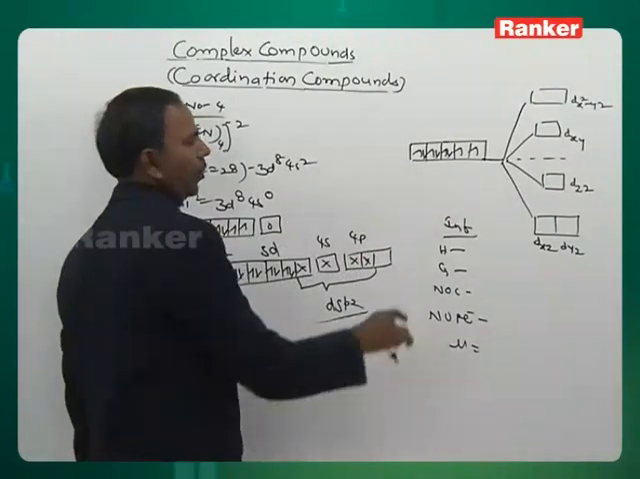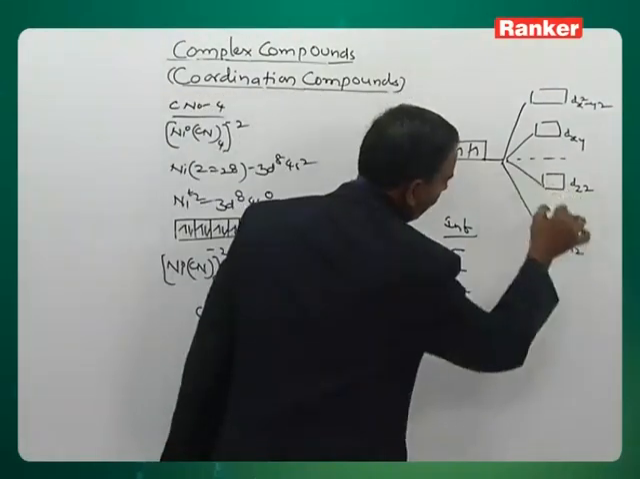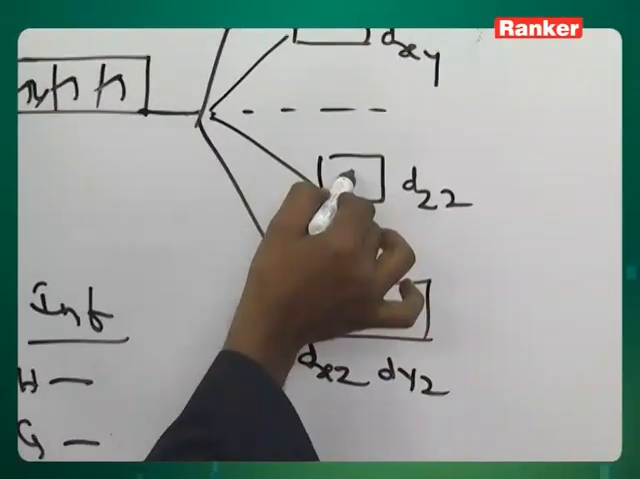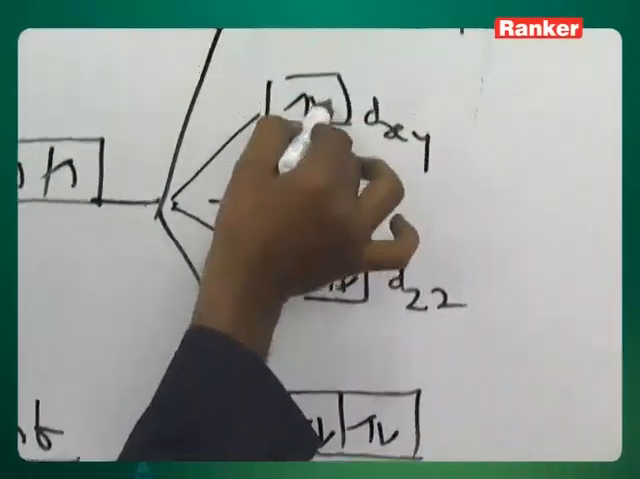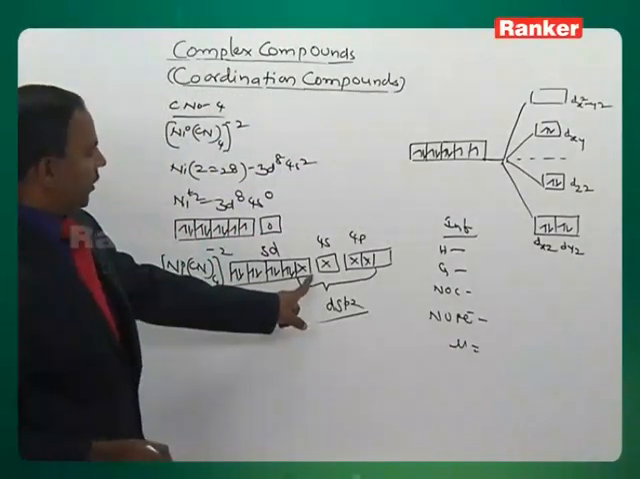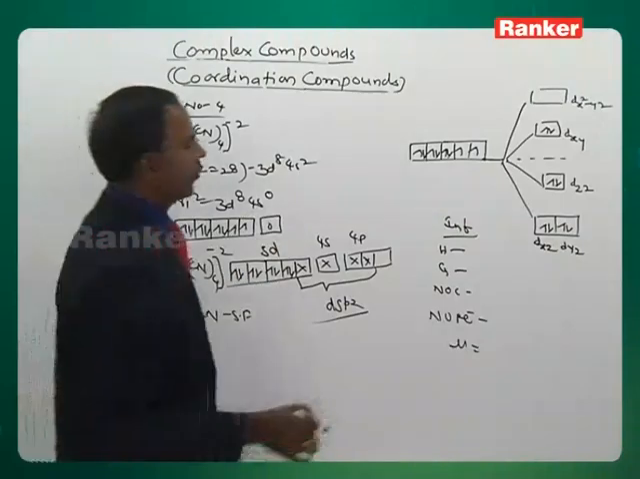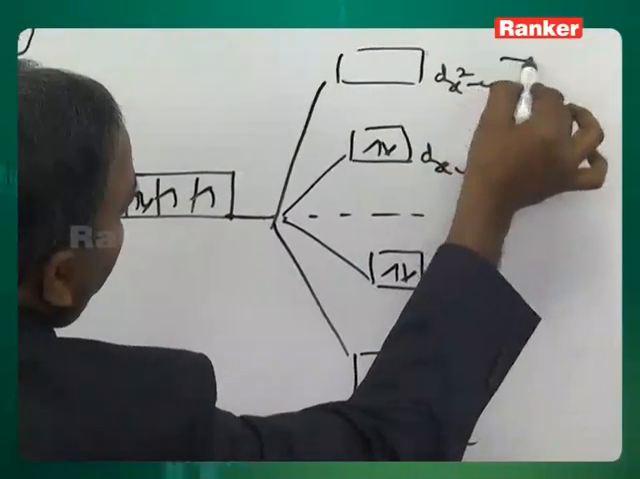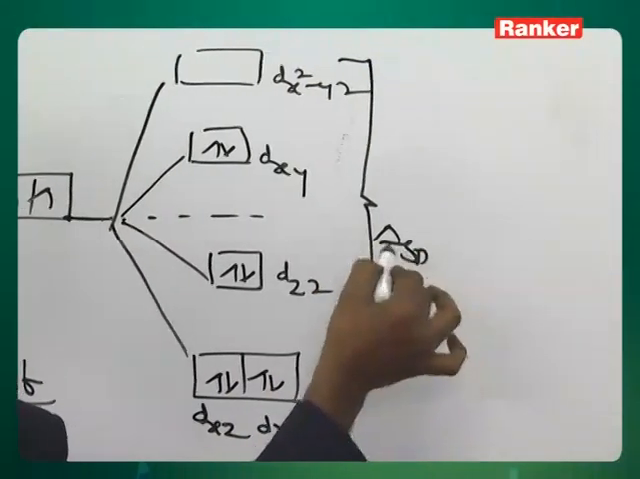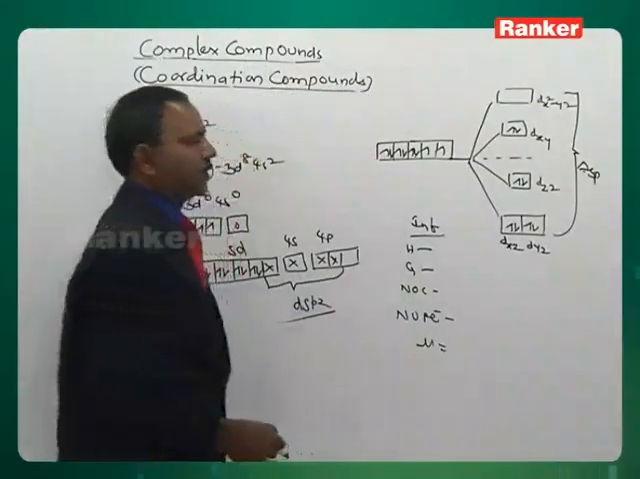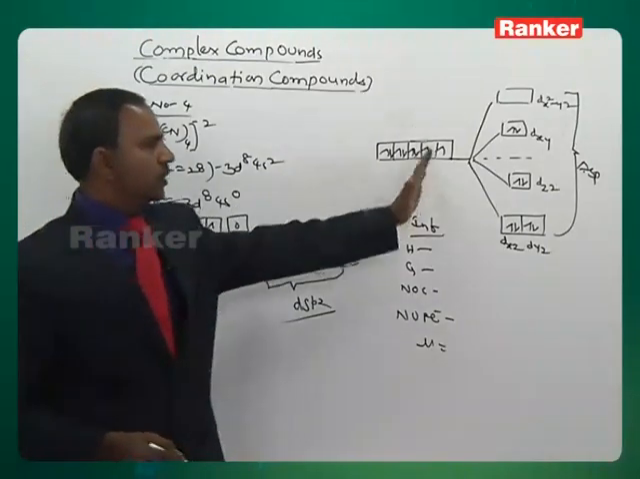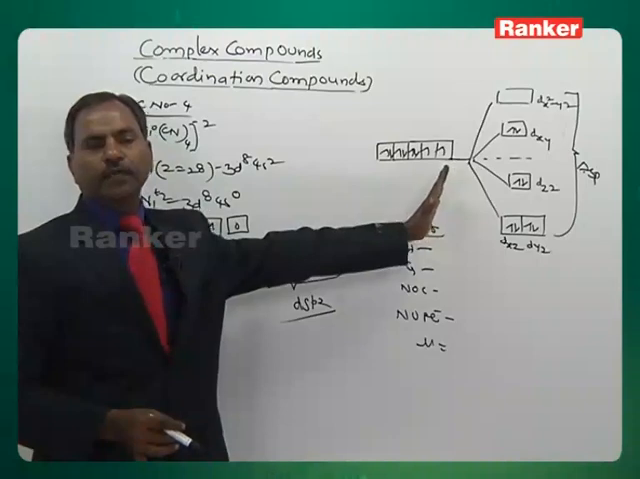Then the 8 electrons we have to pair up, or arrange in these particular orbitals: 1, 2, 3, 4, 5, 6, 7, 8. This orbital is kept vacant. Here the dx square minus y square orbital is involved. Then we represent this by delta sp. Delta stands for energy difference, sp stands for square planar. This is the arrangement of electrons, the splitting of d orbitals in square planar.